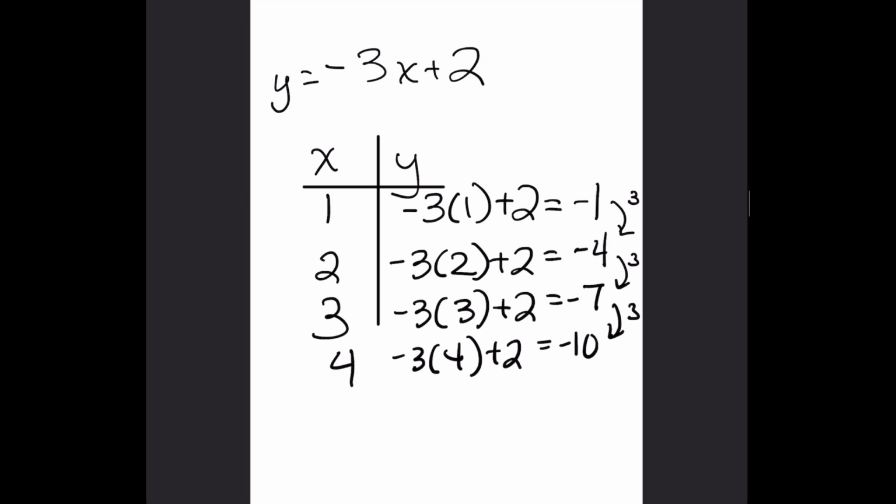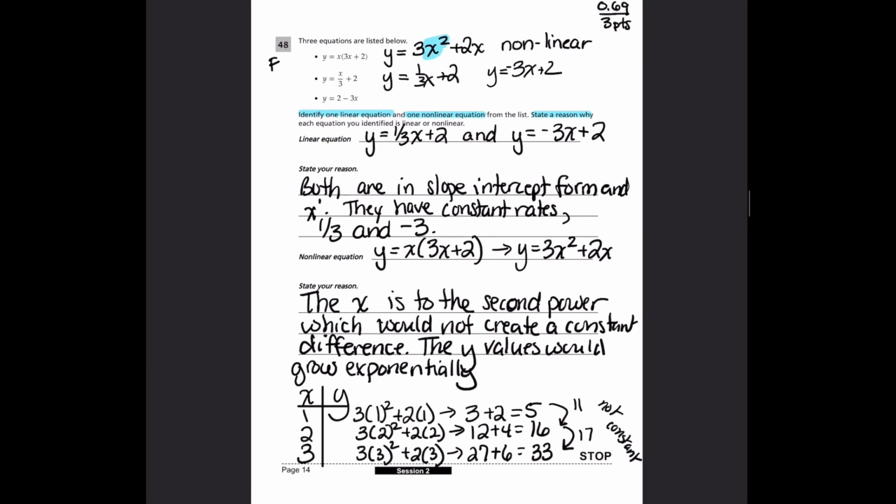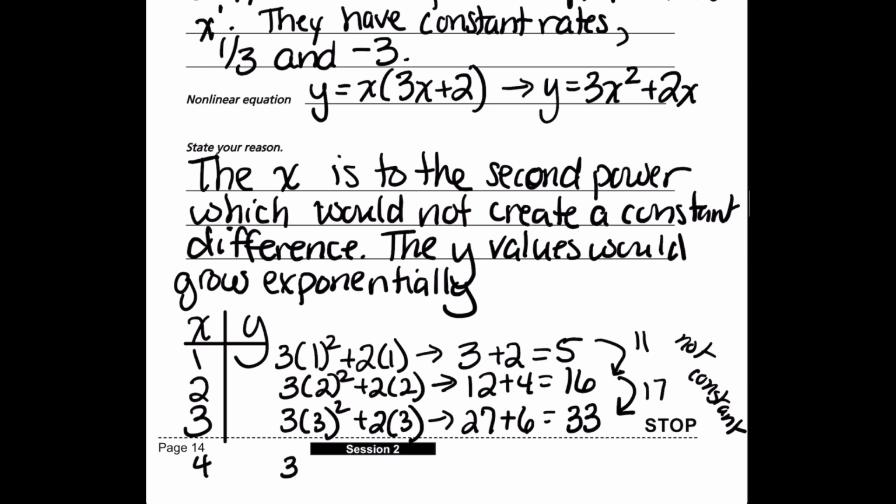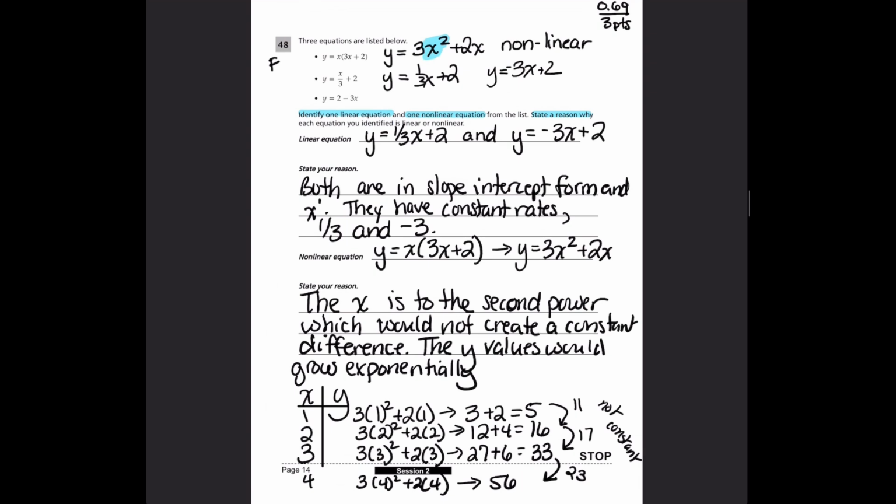So here you can see the constant difference. Each time my numbers are going down 3, down 3, down 3, down 3. I can literally see it over here, and you can see the constant difference happening here. My numbers are changing by 3. They're going down by 3. Whereas in my other example, my differences were changing. If I had gone to the next one, when x is 4, so 3 times 4 to the second power plus 2 times 4. Okay, 3 times 16 is 48. 48 plus 8 is 56. So it's jumping up even again. So now it's jumped up by 23. So my numbers are not changing by a constant rate. So I'm going to stop there.